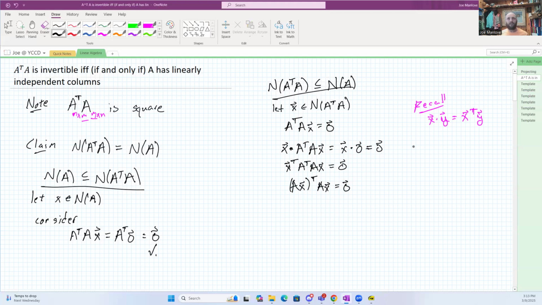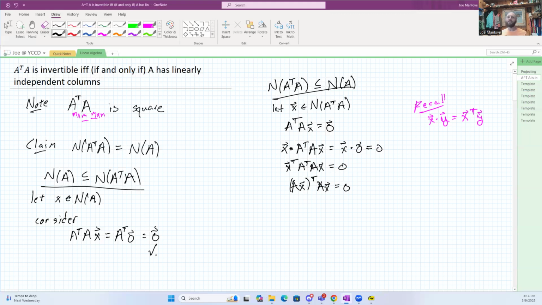Oh, whoops, I lost something here. Do you guys see what I lost? I did something a little dumb. A second ago, I wrote down x dotted with zero is the zero vector. That's not correct. It's the zero scalar. So this is the zero scalar. Sorry about that, that's my bad. Just writing too fast.